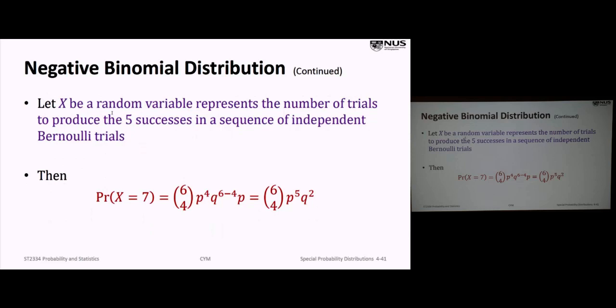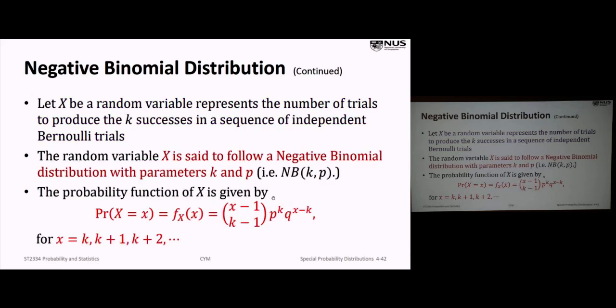So basically, if X is a random variable that represents the number of trials to produce 5 successes in a sequence of independent Bernoulli trials, then, for example, the probability that X is equal to 7, as we said, is 6 choose 4 times p to the power 5 times q squared. That's what we said already.